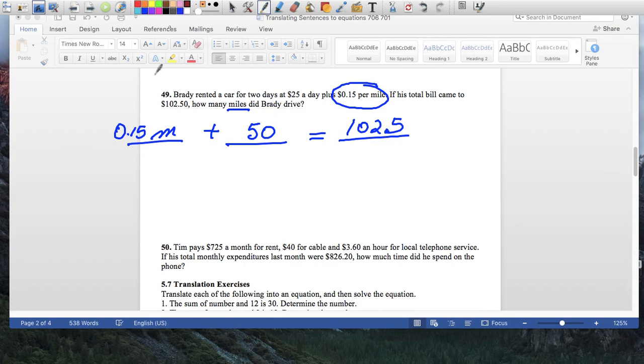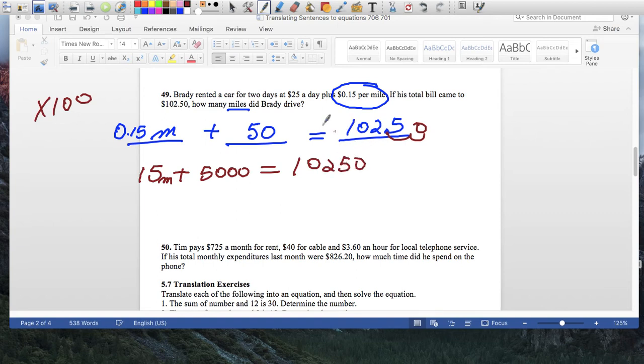I want to get rid of the decimals. I'm going to multiply everything by 100 because this has 2 decimal places. You always figure out which number has the biggest number of decimal places, and then you multiply accordingly. Each decimal place representing base 10, right? So in this case, 2 decimal places means 100. If I multiply that by 100, I get 15m plus 5,000. 50 times 100 is 5,000. And 102.5 times 100, let's move the decimal 2 over, is going to be 10,250.